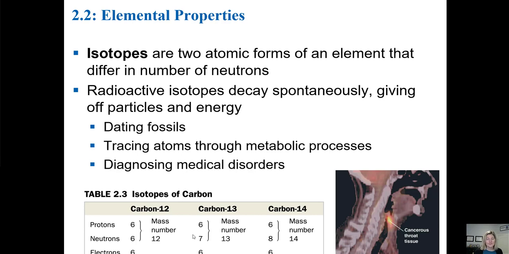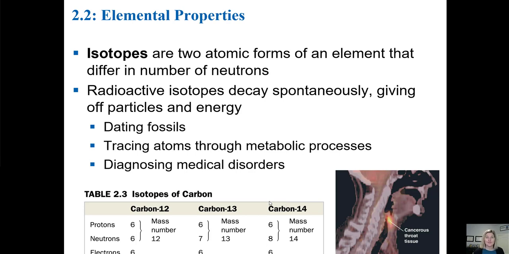Now these isotopes can be really helpful in the study of biology, particularly radioactive isotopes. Radioactive isotopes are isotopes that decay spontaneously, giving off particles and energy. What I'm talking about is something like carbon 14, which is an isotope of carbon and happens to be radioactive, or unstable. And because it's unstable, it wants to give off energy. It might actually give off other things in the process.